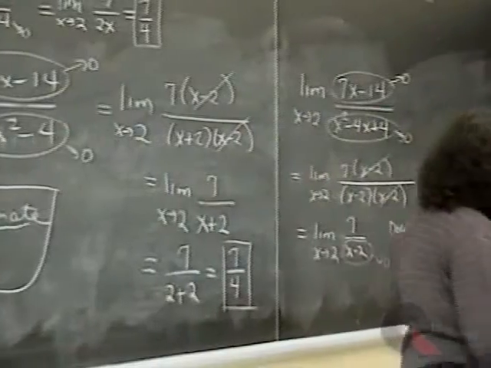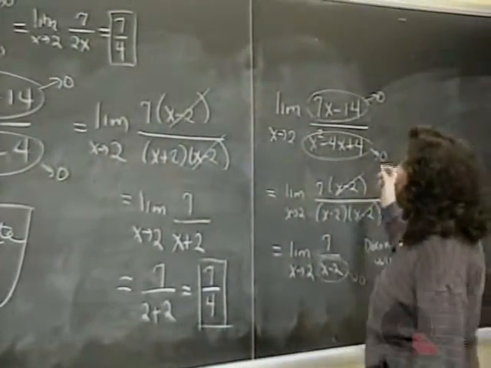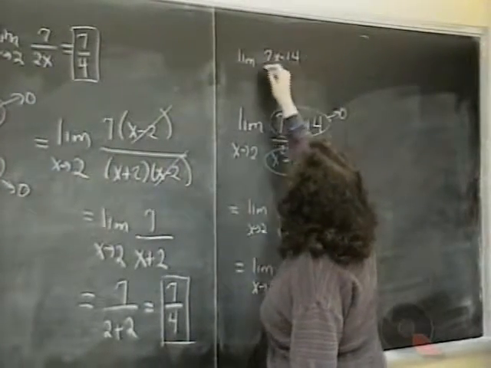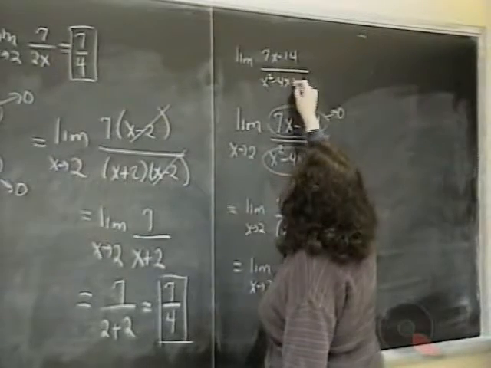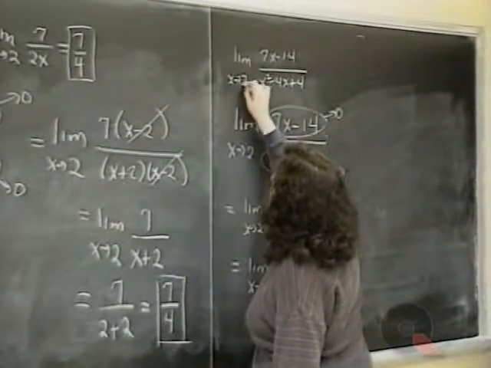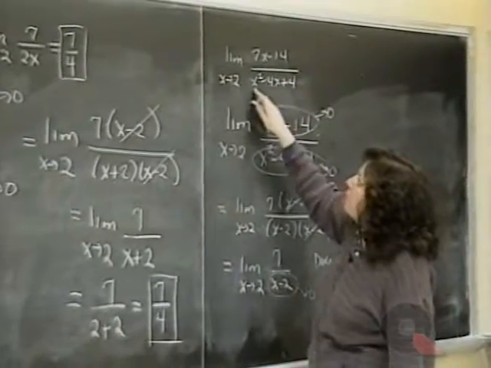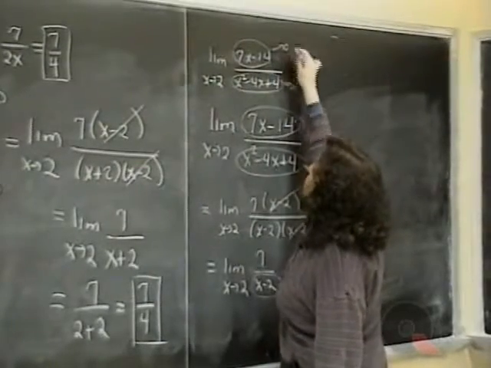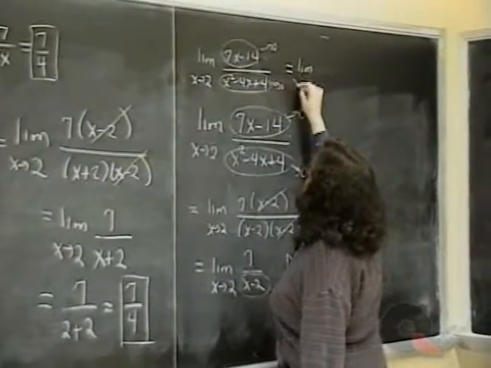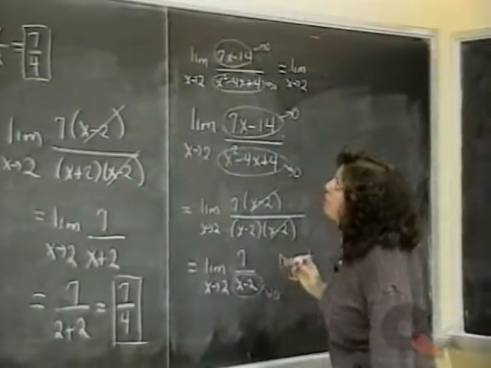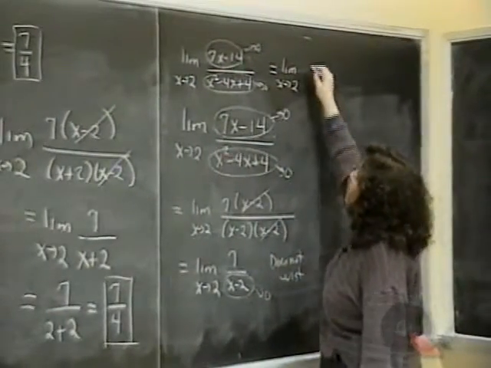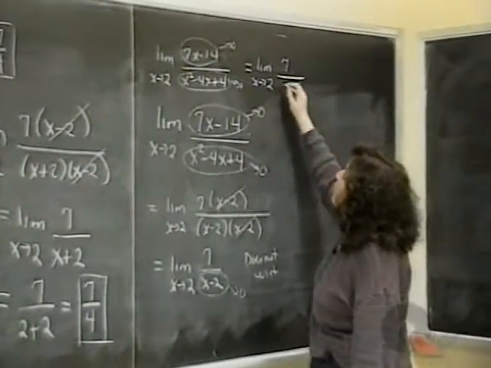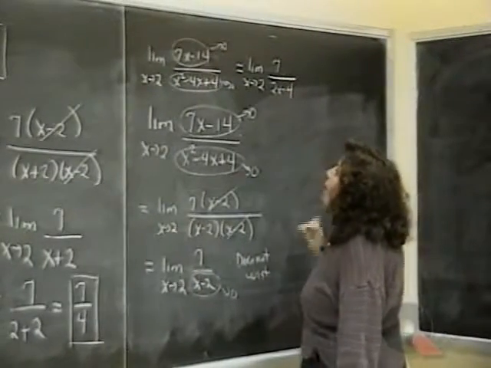Let's go back to this problem over here and review it from the point of view of L'Hopital's rule. If you wanted to work out the limit of 7x minus 14 over x squared minus 4x plus 4 as x approaches 2, we notice that the bottom, once again, is going to 0. The top also went to 0. This is an indeterminate form. We take the derivative of the numerator. The derivative of 7x minus 14 with respect to x is 7. The derivative of the denominator of x squared minus 4x plus 4 with respect to x is 2x minus 4. And we try to evaluate this limit.